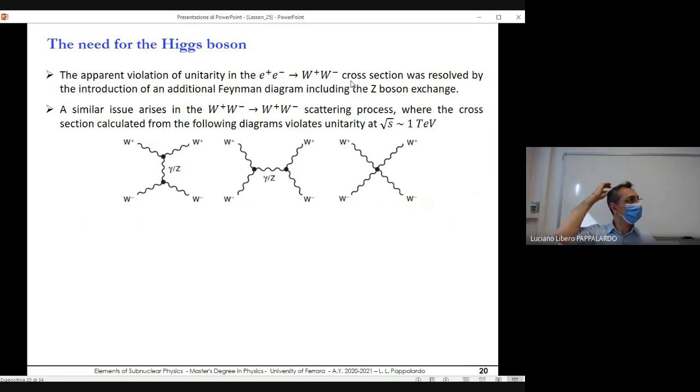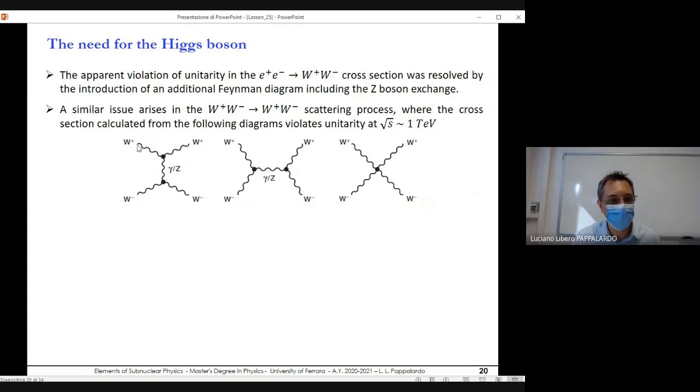Now, for the Higgs, it is the same problem. In this case, the process which is incriminated is the W plus W minus into W plus W minus scattering. In fact, it turns out that if you consider only these three diagrams, this process diverges at large energy, so when the center of mass energy goes above 1 TeV.